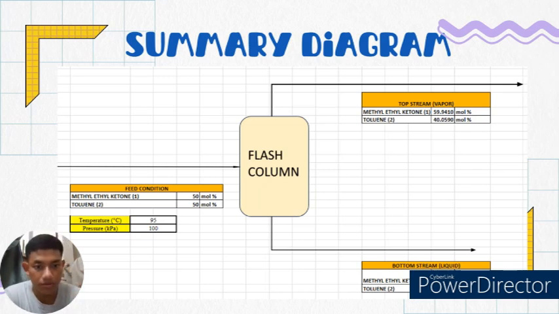For the vapor stream, the methyl ethyl ketone is 59.9410 mole percent, while the toluene is 40.0590 mole percent. For the bottom stream, the liquid stream, the methyl ethyl ketone is 37.0788 mole percent, while the toluene is 62.9112 percent.